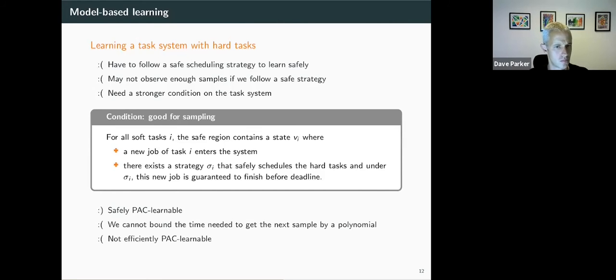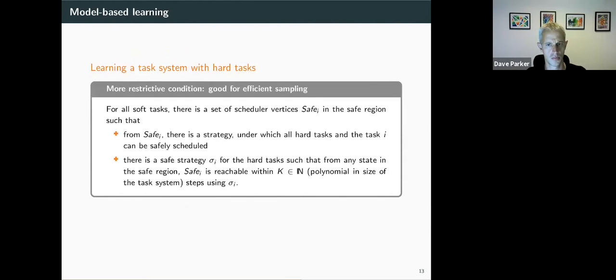But in this case, we cannot bound the time needed to get the next sample in the learning algorithm by a polynomial. So it doesn't guarantee efficient PAC learning. We now give a more restrictive condition to guarantee efficient PAC learning. This condition is as follows.